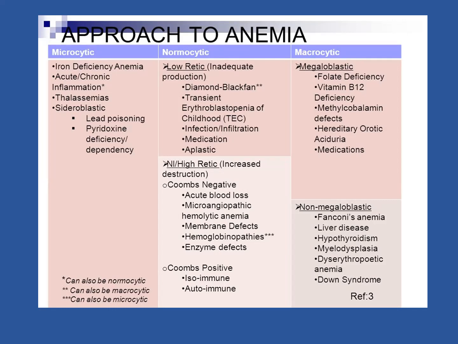High retic count means that the bone marrow is working, but there is a normocytic anemia, and that usually happens in hemolytic anemias. So that's why Coombs positive is autoimmune hemolytic anemia, or it can happen in anemia of chronic disease, right? Then macrocytic is very easy: folate deficiency or B12 deficiency. These two are the ones that you need to remember very strongly, and they happen in vegetarians because B12 is found in meat. So vegetarians often have B12 deficiency.